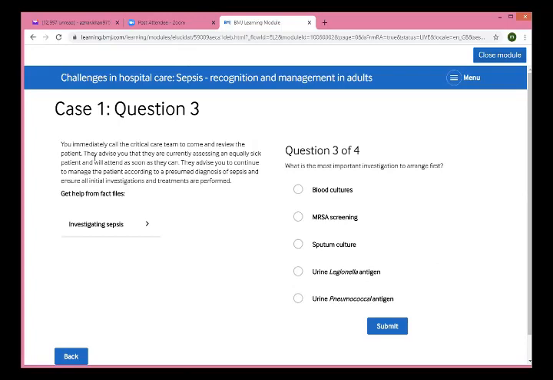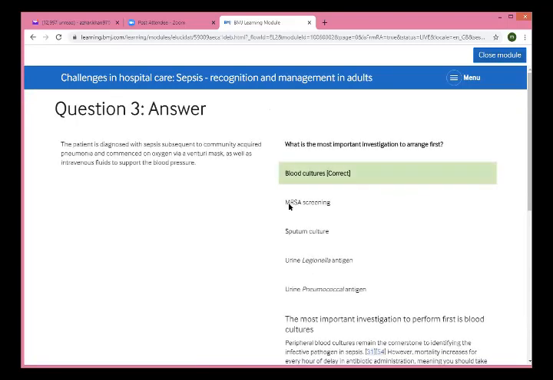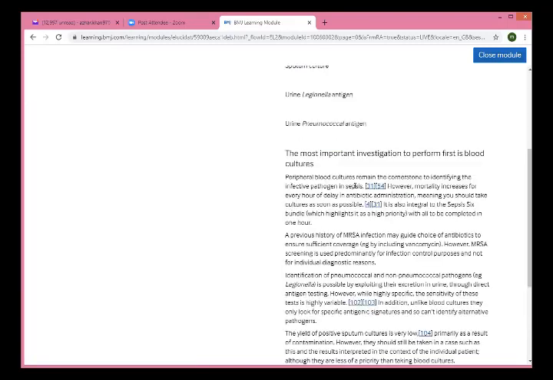So NEWS was high, you call the critical care team and assess equally quickly sick patients. They advise you to continue the management as per the diagnosis of sepsis and ensure all investigations and treatments are performed. What is the first important investigation to arrange? It is blood cultures. Peripheral blood culture remains the cornerstone of identifying the sepsis, re-stratifying the sepsis, and treating the sepsis.